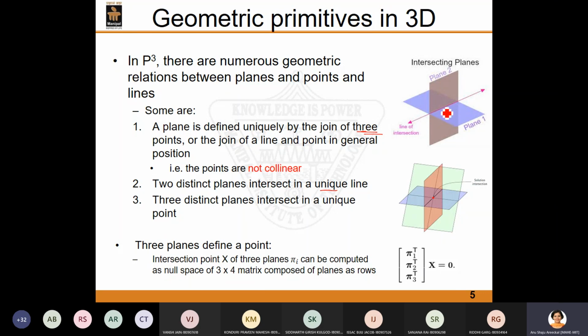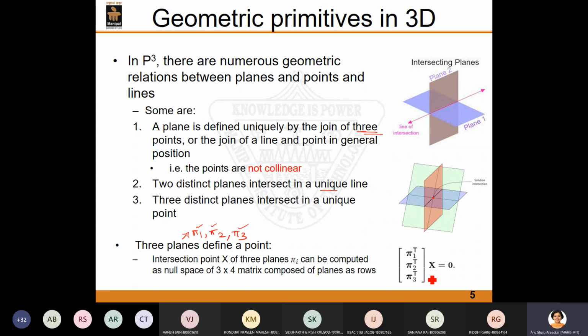And similarly, if I'm taking a third plane, three distinct planes, there would be a point of intersection. So basically all these three planes would always intersect at a unique point, which is shown over here. Now, let's say there are 3 planes which are given by pi1, pi2, and pi3. These are not the coefficients, but 3 different planes, and you want to find the point of intersection of these 3 planes.